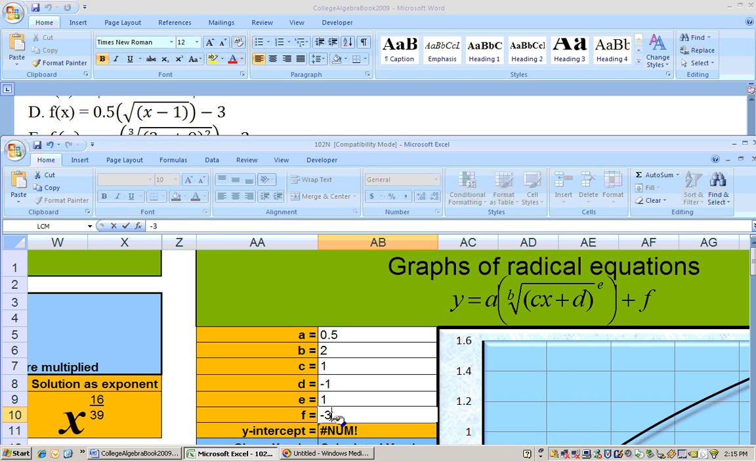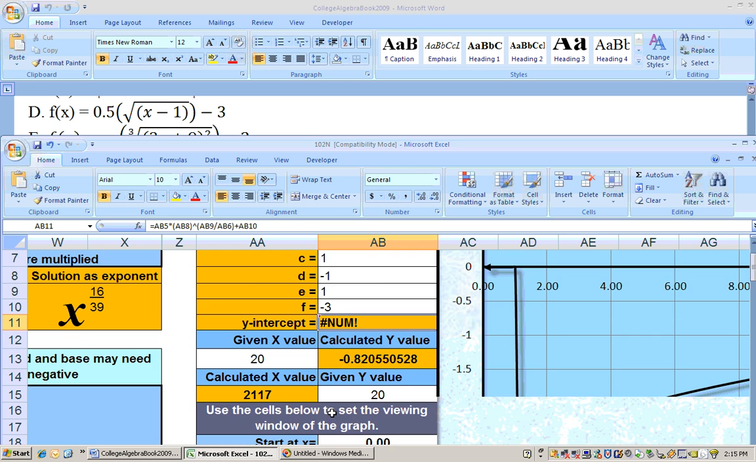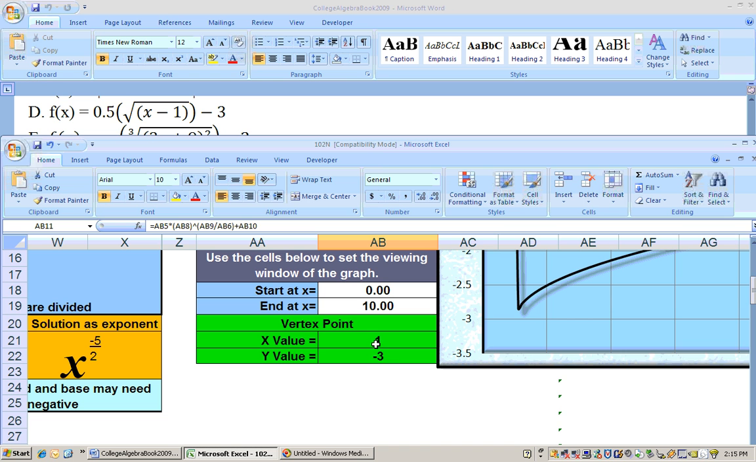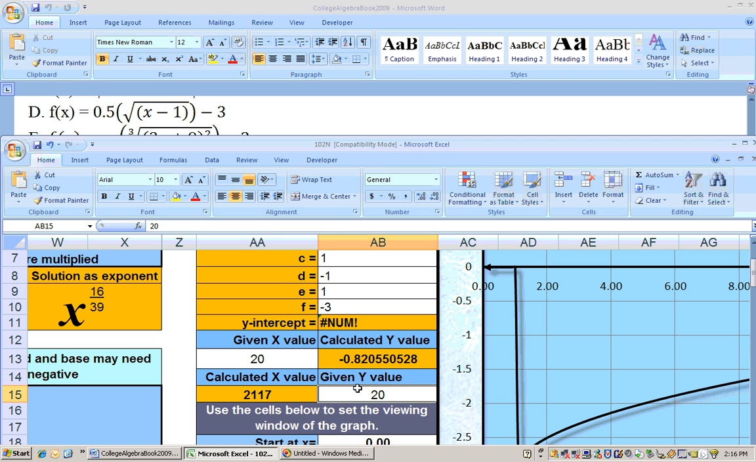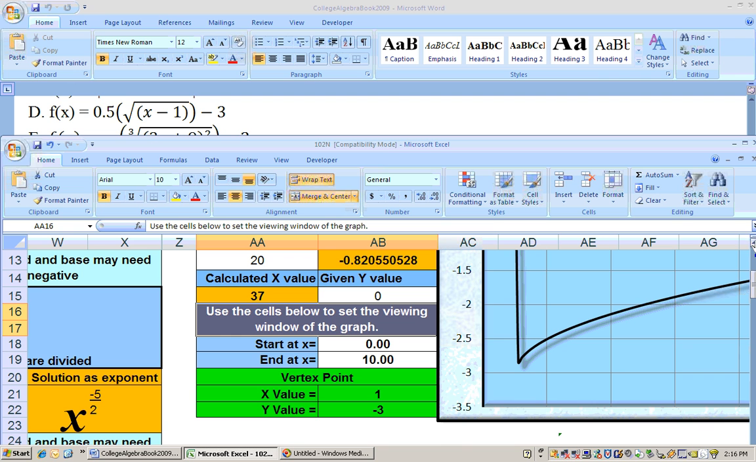If we put that in here, this actually tells us the location of the vertex point, which is at 1, negative 3, as we had before. And the x-intercept, well, let's put in 0 for y, and it may not have any. No, it does, at 37. So way out on this graph, it will hit the x-intercept at 37. It's opening up, as you can see, and it does have an x-intercept because it started off below the x-axis.